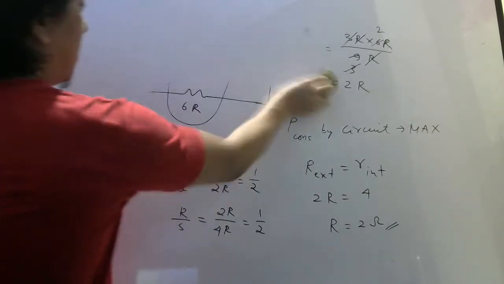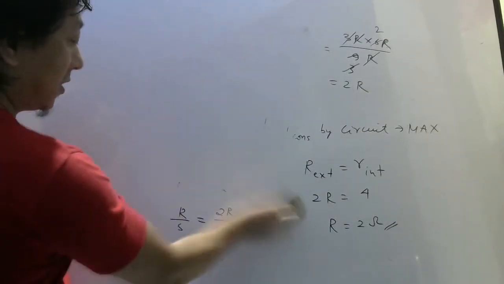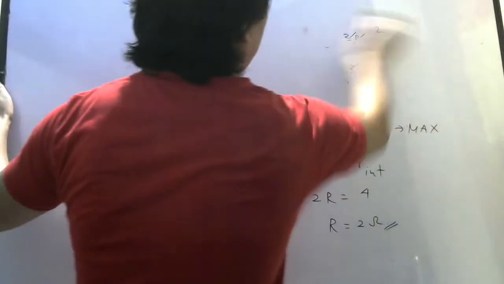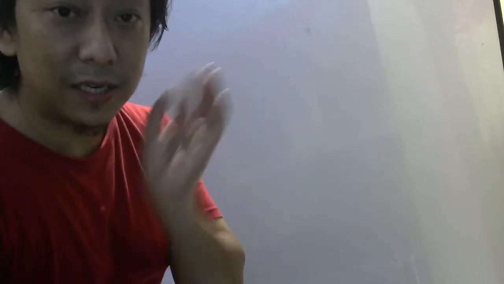Just you can compare it with the first Wheatstone bridge, and whenever you hear that the current through a circuit, or power given to a circuit, should be maximum, then it means the external resistance of the circuit must be equal to the internal resistance of the cell.